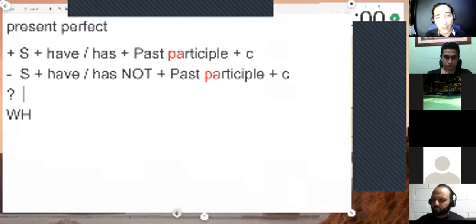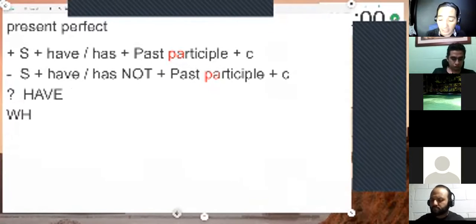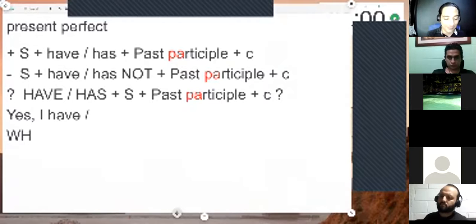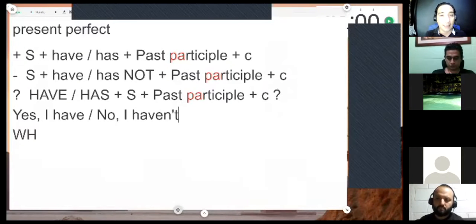Último. Question. Como el 90% de las estructuras gramaticales, traigo el auxiliar al frente, el have o el has al principio. Luego sigue un sujeto. Y luego lo mismo: un pasado participio y un complemento para seguir con la oración. Ahora bien, no se nos olvide el question mark. Repito, auxiliar, sujeto, pasado participio del verbo y el complemento. Y por último, una pregunta cerrada. Esta pregunta cerrada solo la puedo contestar como: Yes, I have. No, I haven't. Solo así la puedo contestar.